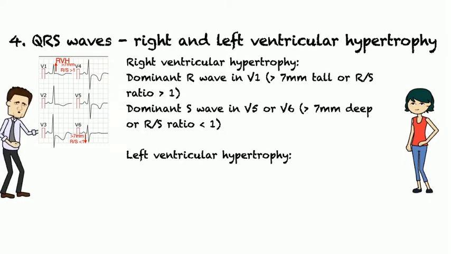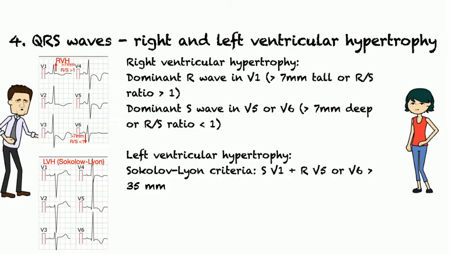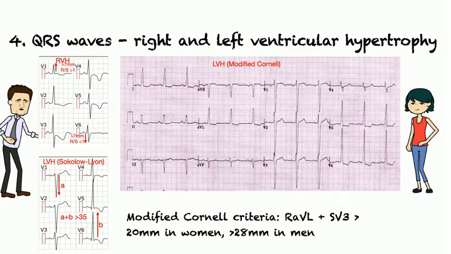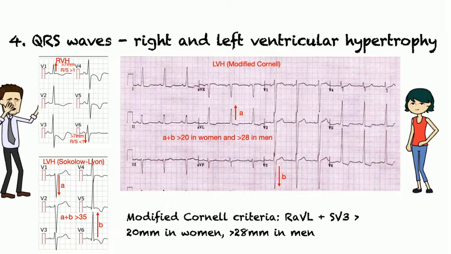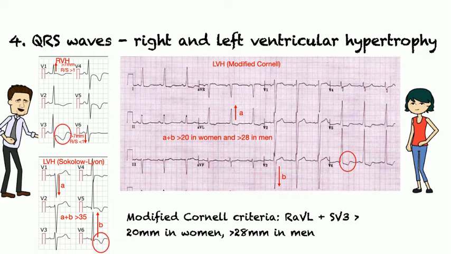There are multiple ECG criteria to define left ventricular hypertrophy. The most commonly used one is Sokolow-Lyon criteria, which is defined by the depth of S wave in V1 plus the height of R wave in V5 or V6 greater than 35 mm. Modified Cornell criteria is defined as the height of R wave in aVL plus the depth of S wave in V3 greater than 20 mm in women and greater than 28 mm in men. Also, notice the discordant T waves in right and left ventricular hypertrophy.